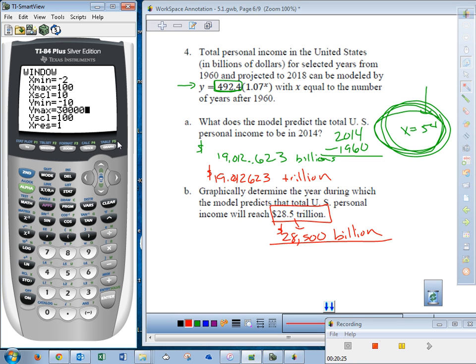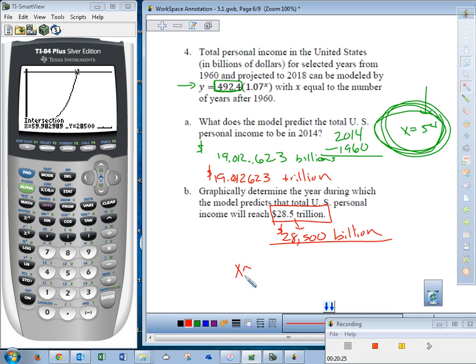Graph them both. The first one was still our original exponential growther. The second one is when it's at that $28.5 trillion. You want to know where that's at, so that's where they intersect. So second, calculate, intersect, boom, boom, boom. X is about 59.98 years. So that's basically 60 years later, right?